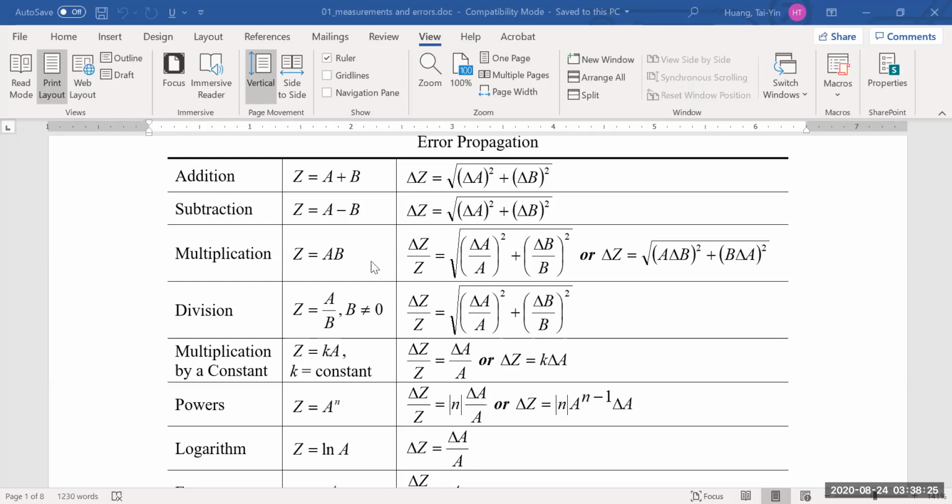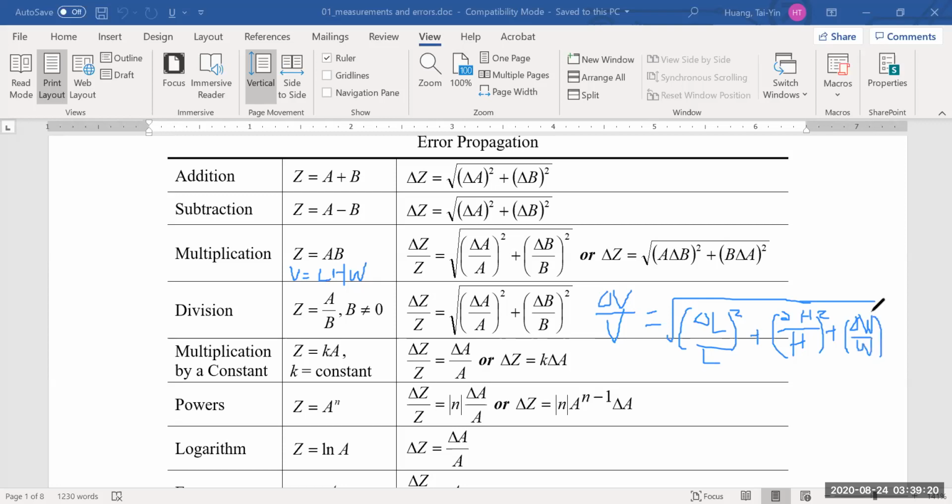Okay. So when we apply this to the volume, let's say your V is equal to the mean value of length times the mean value of height times the mean value of width. And each one has its own error. So in this case, you'll have delta V over V, the relative error of volume, will just be the square root of (delta L over L) squared, plus (delta H over H) squared, plus (delta W over W) squared. Okay, so you can see that to calculate the relative error of volume, you would use this. This is the square root of the sum of the squares of the relative errors of each term.